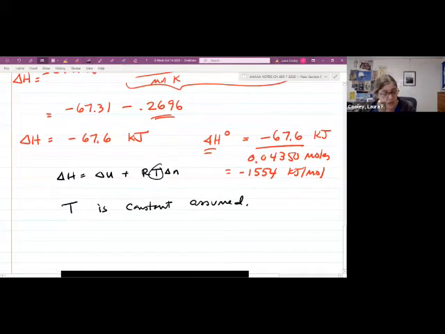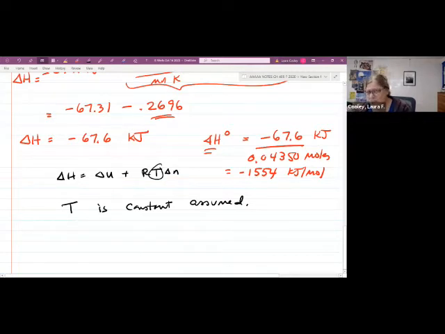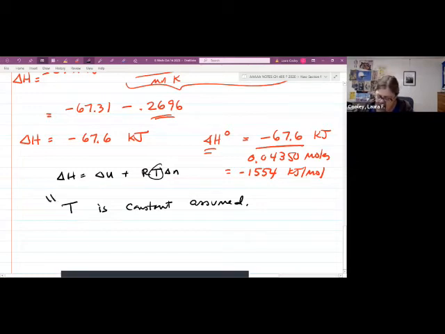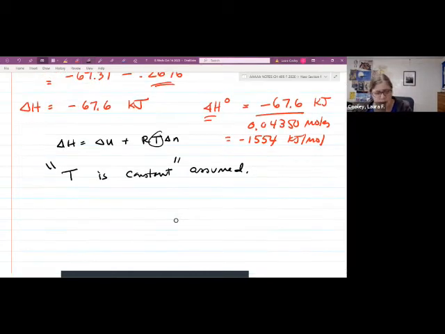So let me ask you something. Is the temperature really constant in a combustion reaction? You burn this thing in pure oxygen, it generates a lot of heat. The temperature changes. So how is it that I can use an equation where I assume that the temperature is constant? This is one of the lovely mysteries of physical chemistry that I'm going to explain right now. So here it is. The temperature is not constant. It changes for a while.